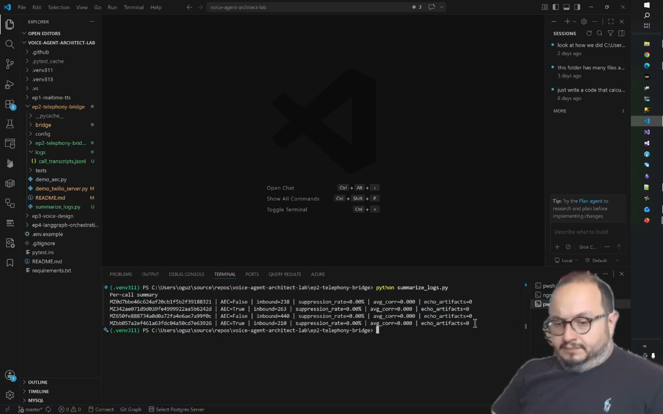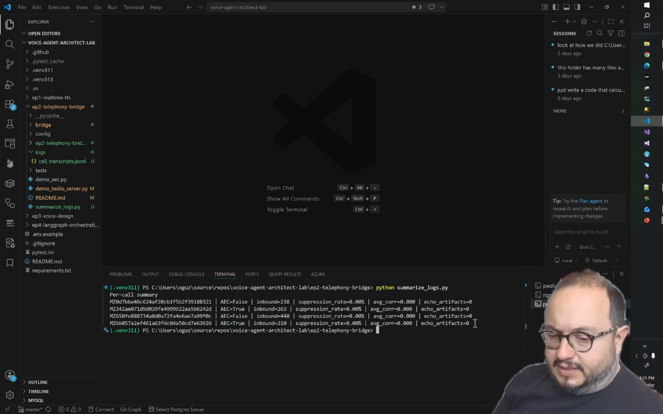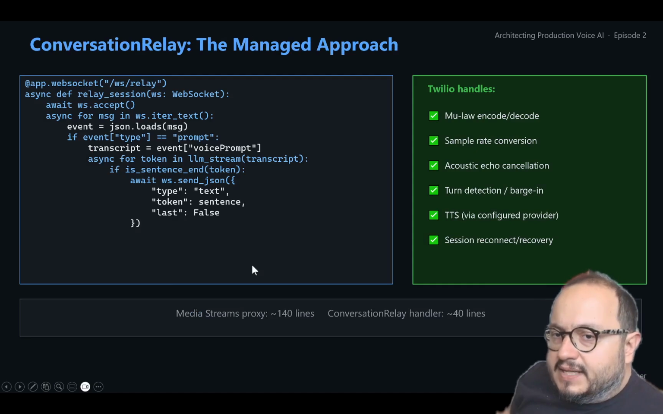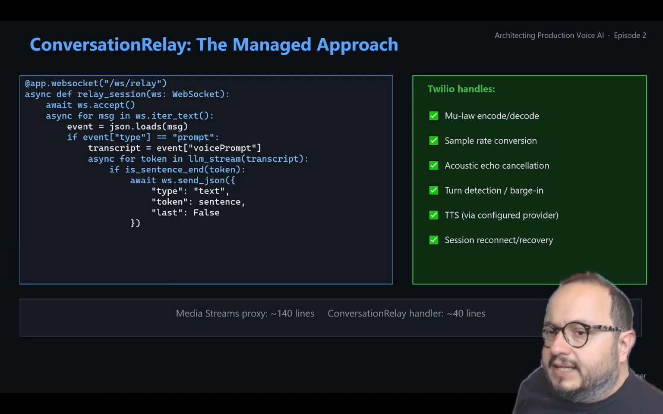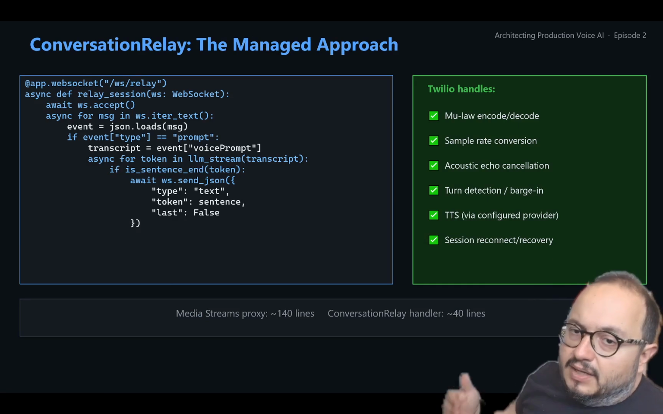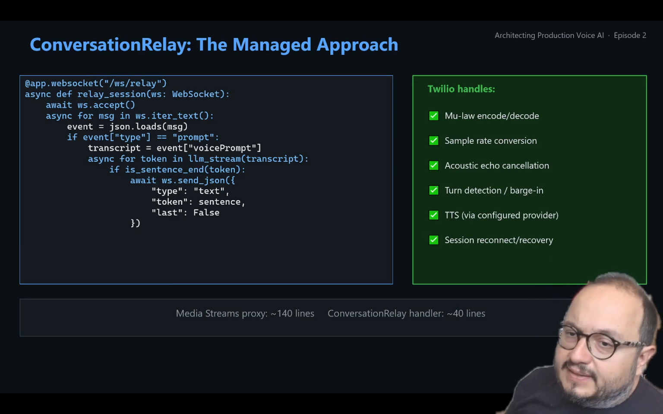artifacts here. Now let us look at the other architectural path, the conversation relay. Conversation relay is Twilio's answer to the case where you just want to connect an LLM to a phone call. Instead of streaming raw mu-law audio into your server, Twilio handles the STT itself. When the caller speaks, Twilio transcribes the audio and sends a transcription event to your WebSocket endpoint. When you have a response, you send a text message back.